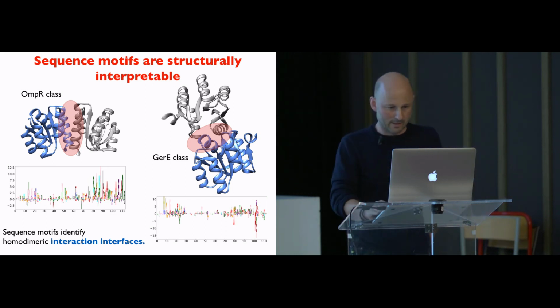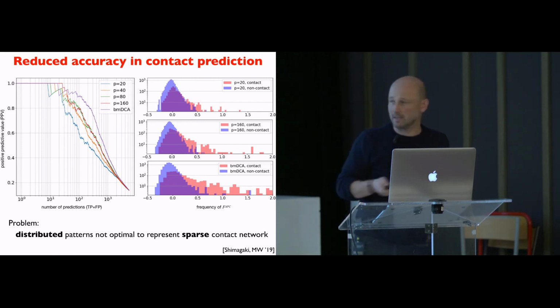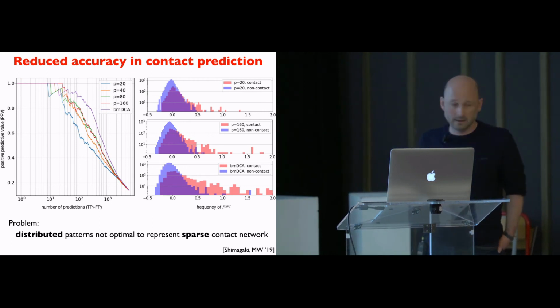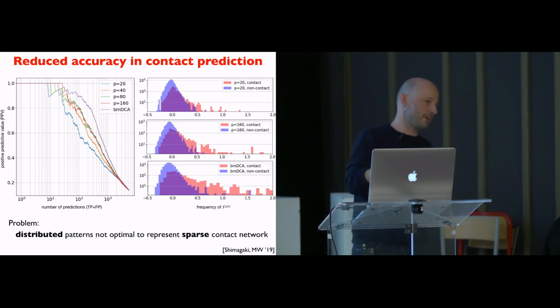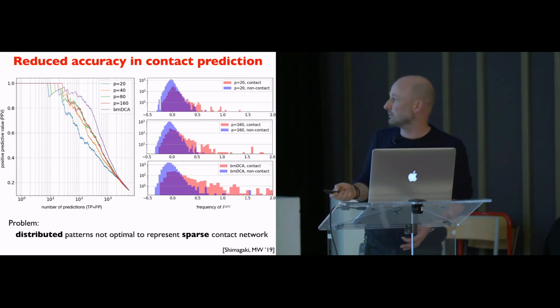Just as a very last point, there's a drawback of this model because all models are wrong, but some are useful. This is useful maybe for identifying subclasses and some structural interpretable motifs. But I told you in the very beginning that one of the main applications of this modeling is predicting contacts, so things which are distant on the sequence, but which are in contact in the protein fold.